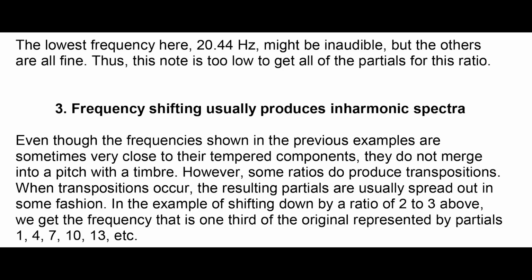When transpositions occur, the resulting partials are usually spread out in some fashion. In the example of shifting down by a ratio of 2 to 3 above, we get the frequency that is 1/3 of the original, represented by partials 1, 4, 7, 10, 13, etc.